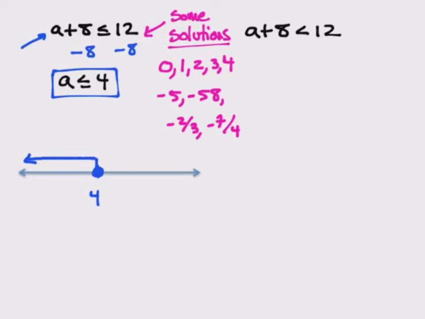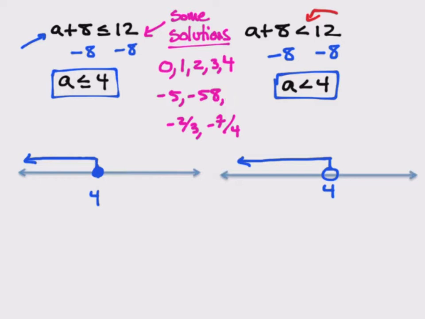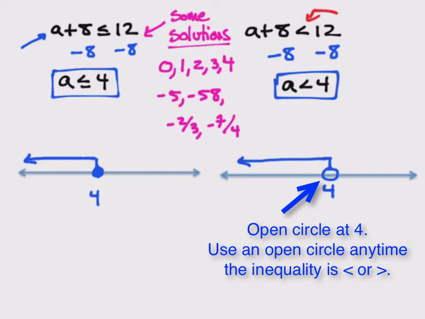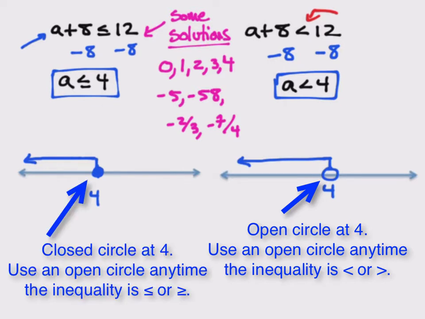Now note, if our original inequality had been a plus 8 is less than 12 and not less than or equal to 12, we're going to use the exact same strategy and our graph is going to change very, very slightly. The only difference here is that we don't shade in that point right at 4 because 4 is not a solution to that original inequality. We call this an open circle, and we use an open circle anytime we have a less than statement or a greater than statement. And on the left, this is what's called a closed circle, and we use that anytime we have a less than or equal to statement or greater than or equal to statement to show that that point is part of our solution set.